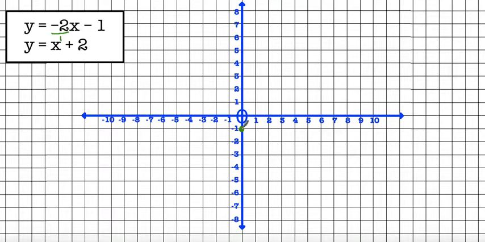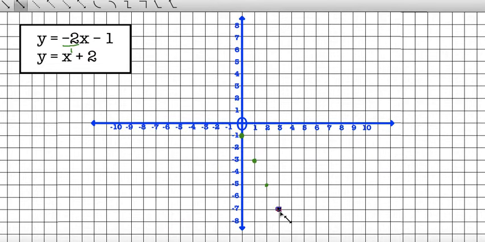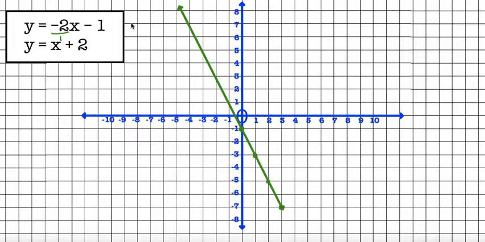From this point, we can now plot our next point using our slope. Since the slope is negative 2 over 1, we go down 2 over 1, down 2 over 1. Okay, so now we have 4 points here. That's more than enough points so that we could draw our line, and I could just extend that. So here I have our line for our first equation, y is equal to negative 2x minus 1.